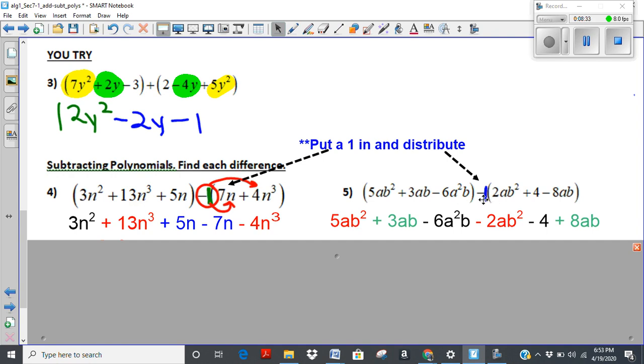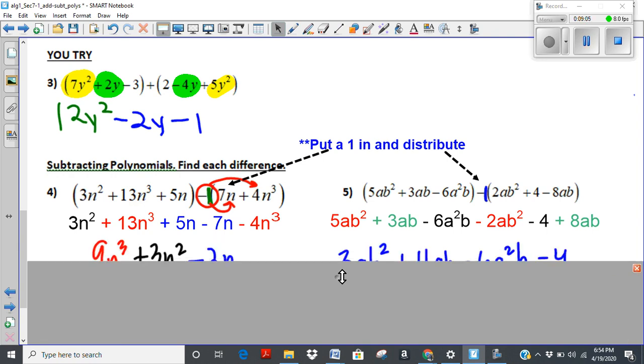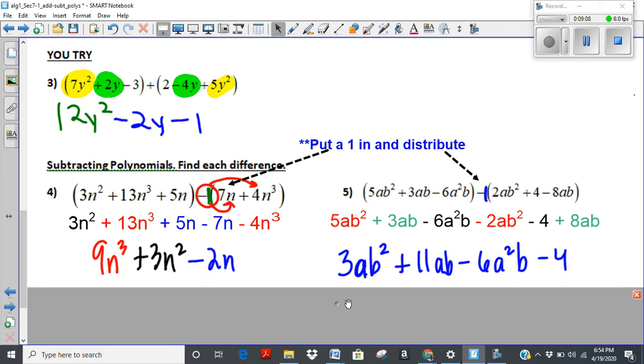Notice I did the same thing over here. Put the 1 in front, in between the minus and the parenthesis, and now we just distribute. So 2ab squared times negative 1, negative. Positive times a negative, negative. Negative 8ab times negative 1 gave us positive 8ab. So that's my biggest advice to you. If you're subtracting, put that 1 in between the minus sign and the parenthesis, and then just distribute. So now it's just a matter of collecting your like terms, which again, I've color-coded to hopefully help you out. And we see our answers as we go forward.